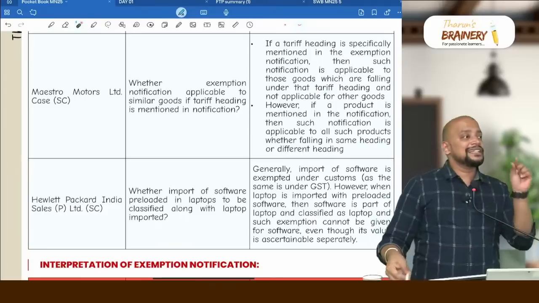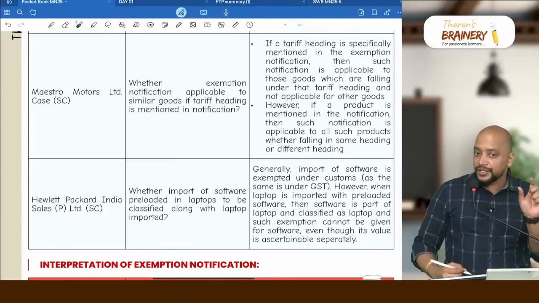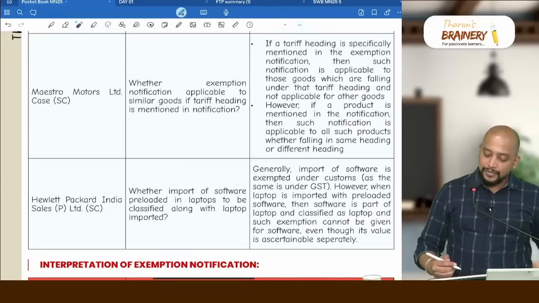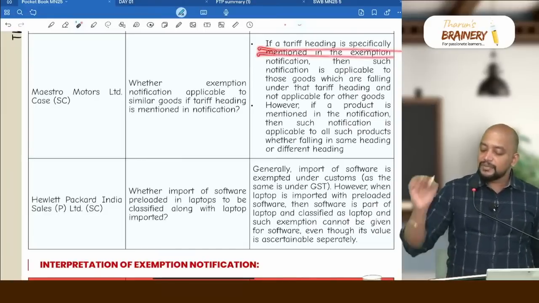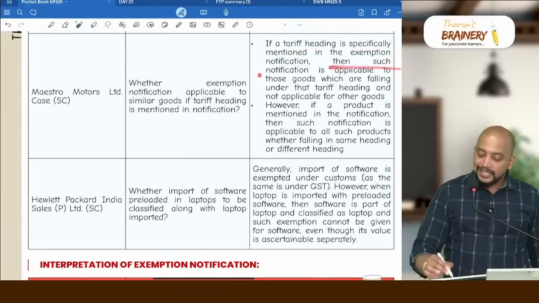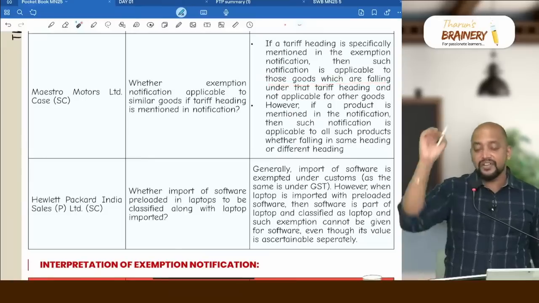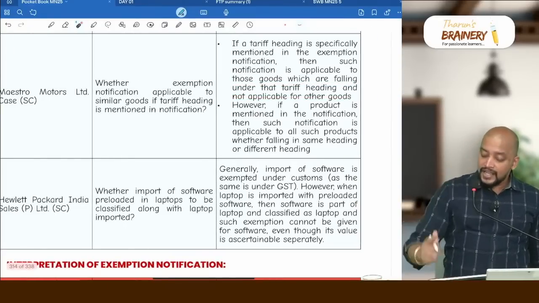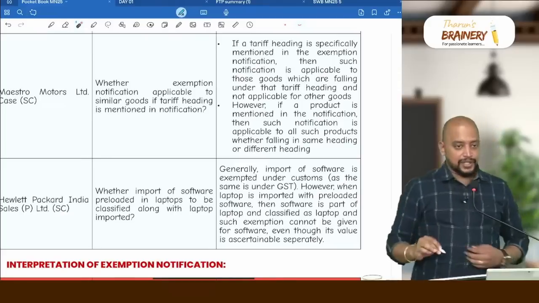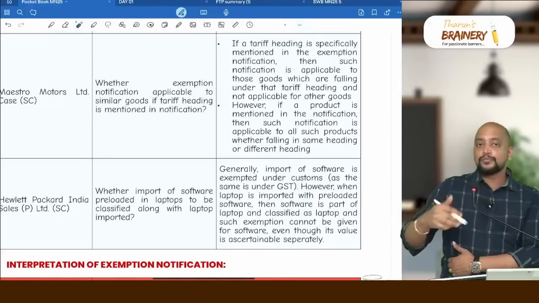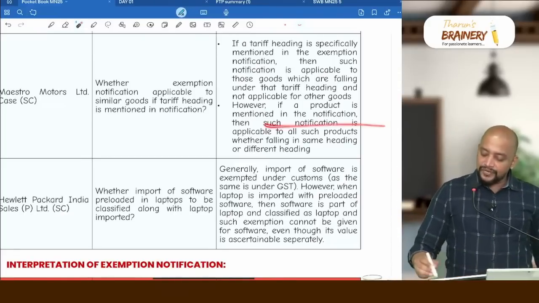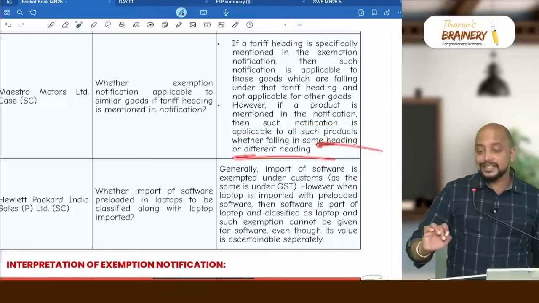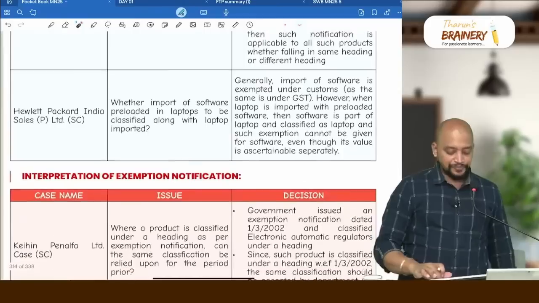So whenever a tariff heading is used in the exemption notification, check whether the imported goods come under that tariff heading, and only then can you enjoy the exemption. If a tariff heading is specifically mentioned in the exemption notification, then such notification is applicable to those goods which fall under that tariff heading and not applicable to other goods. However, if a product is mentioned in the notification, one product like motor vehicles, then such notification is applicable to all such products, whether falling under the same heading or a different heading.